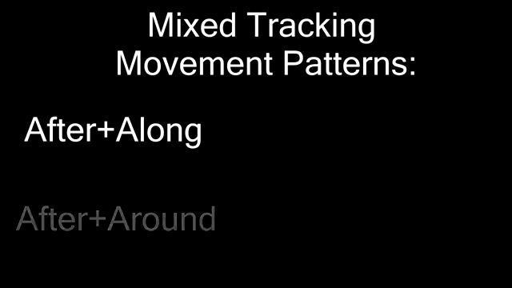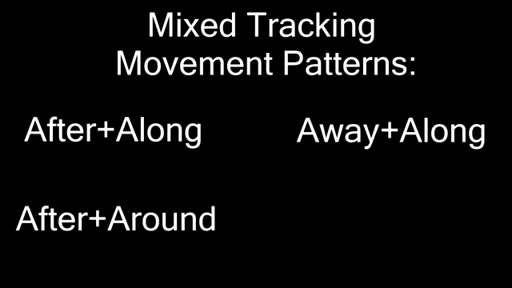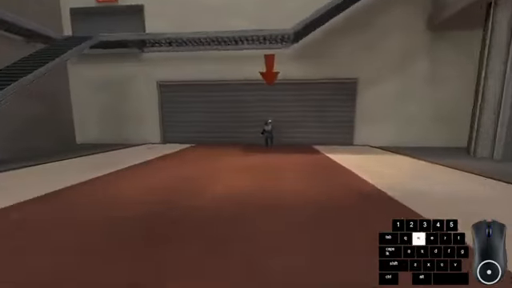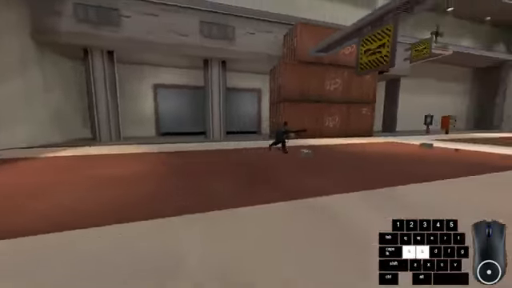Now I'll be covering movement patterns that are mixed. I'll start with the mixed tracking movement patterns. There are only 4 mixed tracking movement patterns, and they are after along, after around, away along, and away around. So basically the enemy tracks you while holding W with a strafe key or S with a strafe key.